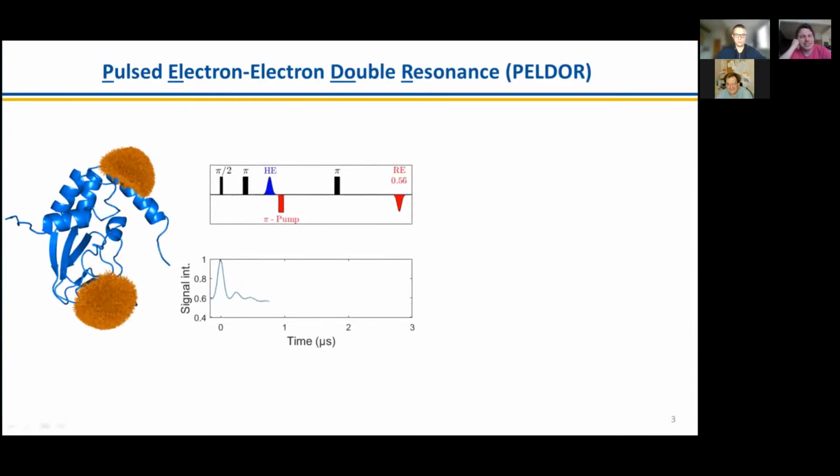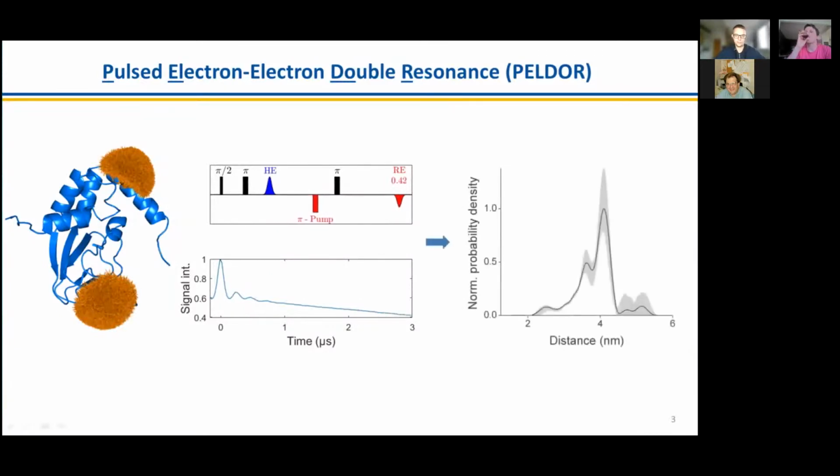I guess most of you will know the PELDOR experiment. What you end up with is an oscillating time trace that encodes the dipolar interaction between the spin labels, from which we can infer the distance. When you analyze your time trace, you get a distance distribution, meaning the probability density of a distance between your spin labels. And from this distance distribution, you can draw conclusions on the conformation that your protein has under certain circumstances, either without ligand or with ligand.